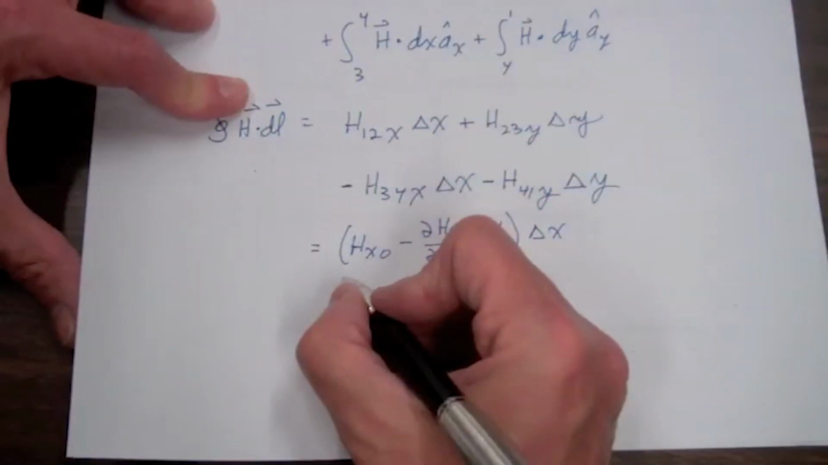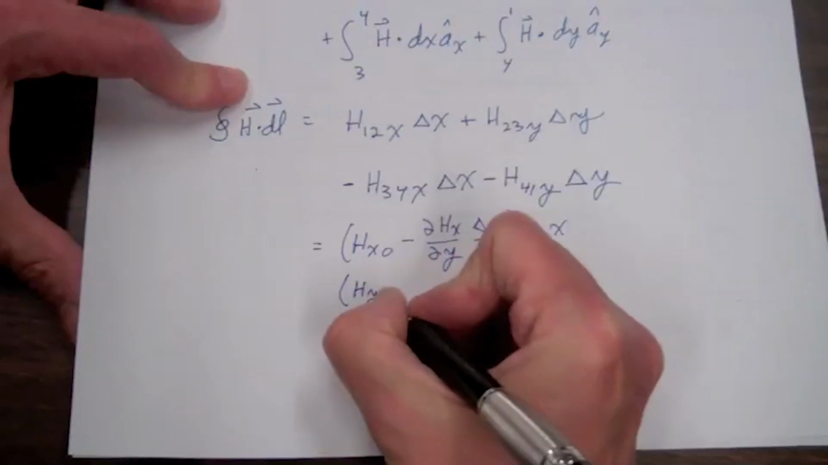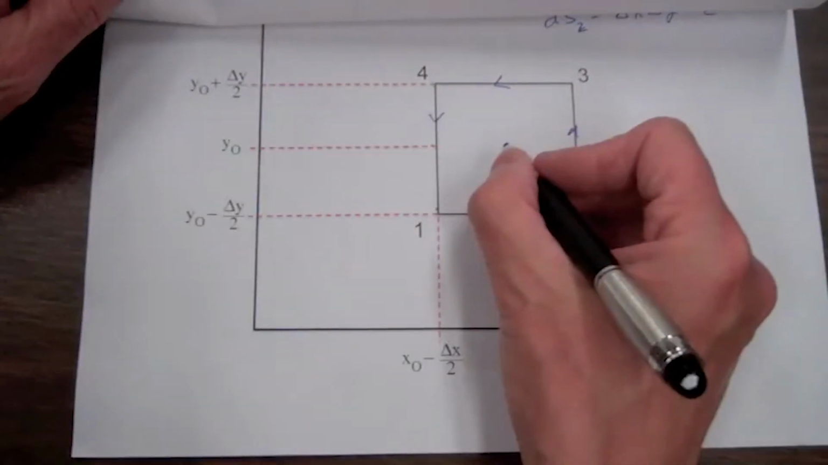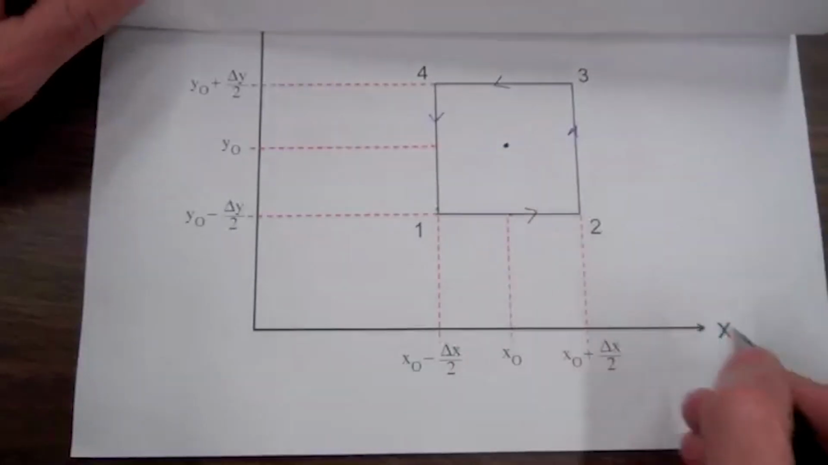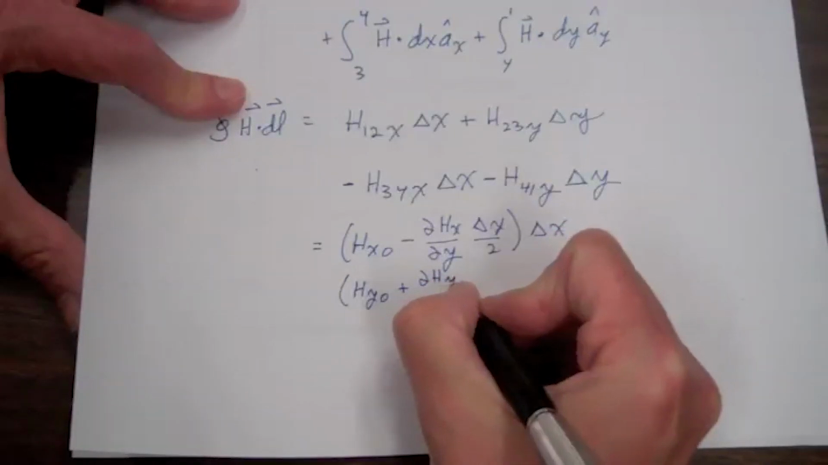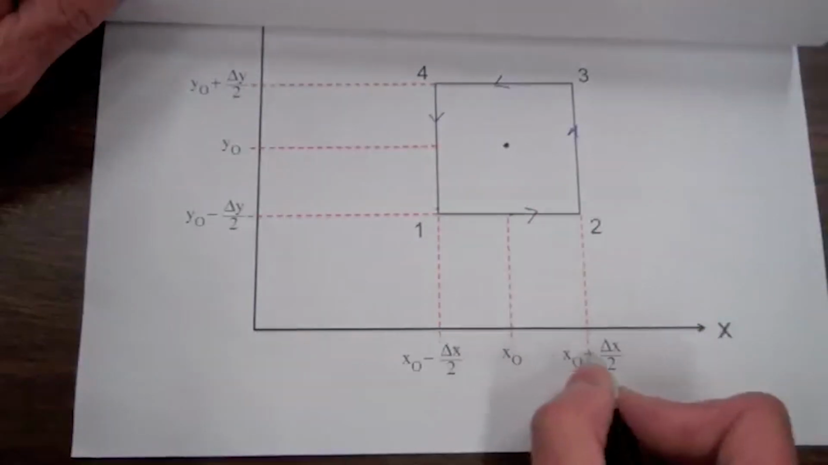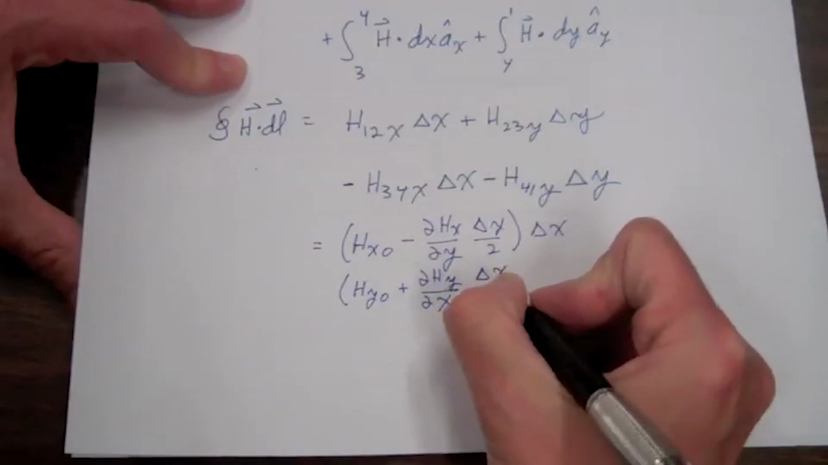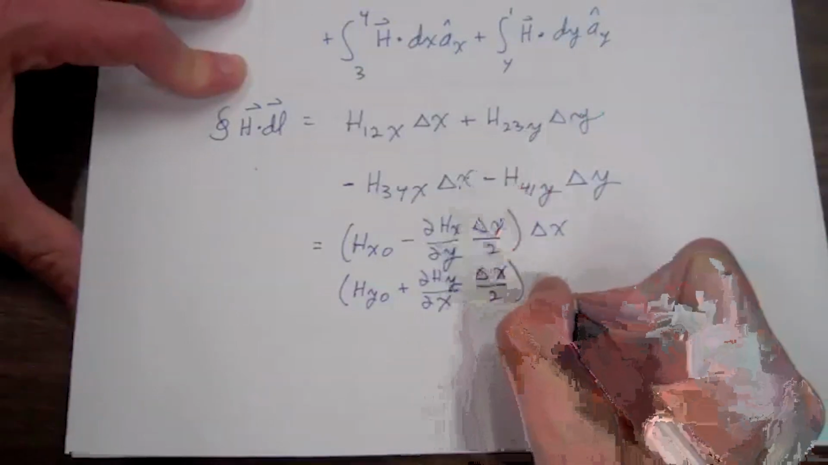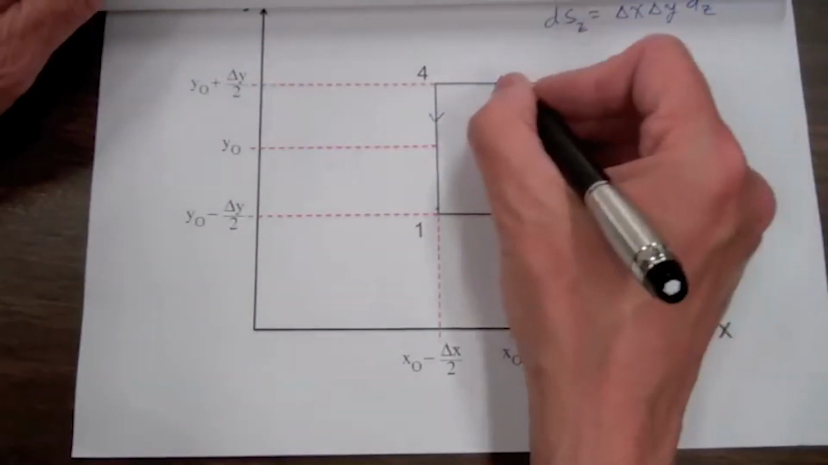For our second term, the estimate of h on line segment 2 to 3 in the y direction will be the value of h in the y direction at the center of our square, and since we're now moving in the plus x direction, plus the change in h in the y direction with respect to x times the distance we've moved in the x direction, which is delta x over 2, times delta y.